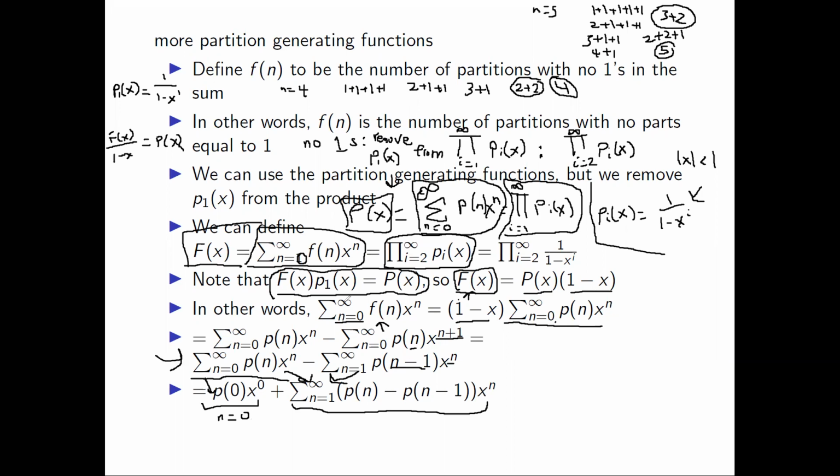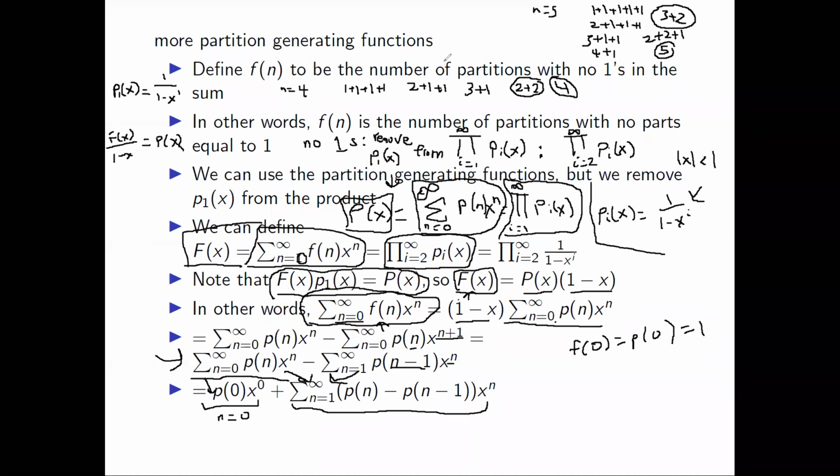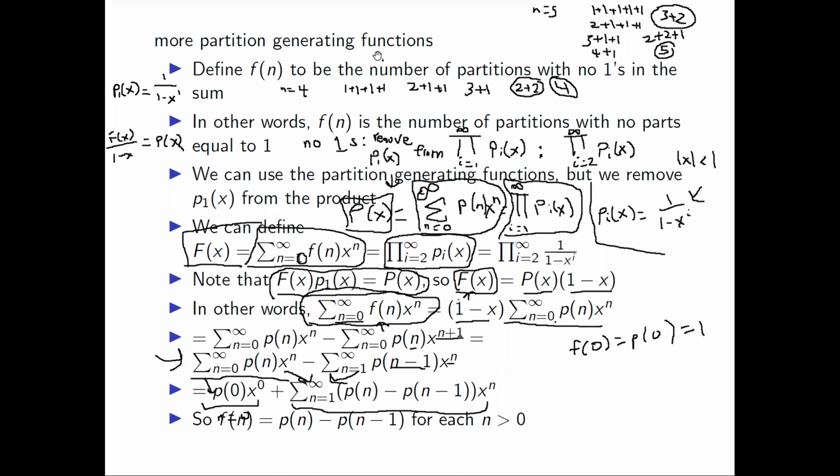And this, again, is just the sum n equals 0 to infinity of f of n times x to the n. So we see f of 0 equals p of 0, which makes sense. The number of partitions of 0 with no 1s, the empty partition, that one works, and that's the only one. And that's the same as the number of partitions of 0. It's just 1, so 1 for both of them. And we see, more generally, when n is greater than 0, we can write f of n equals p of n minus p of n minus 1.